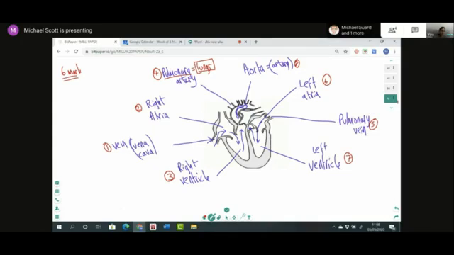The question could ask you to describe the pathway of blood through the heart. And what you would have to do is start from the vein to the right atria, to the right ventricle, to the pulmonary artery, to the pulmonary vein, to the left atria, to the left ventricle, and then to the aorta. And if you can structure all of those points into a paragraph, then you would get your 6 marks.